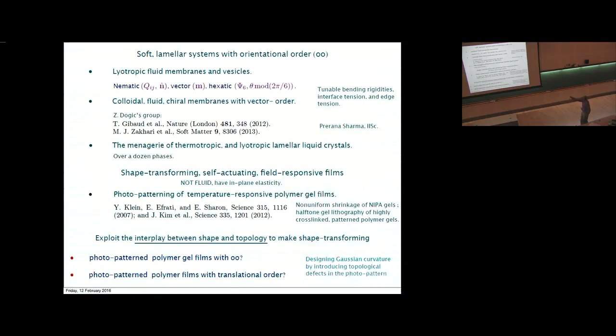So there are many systems, I have listed them. The point is that these systems can have tunable bending rigidities, interfacial tension, as well as edge tension. There are groups of people working on this. There are lots of thermotropic as well as lyotropic liquid crystals. There are just about a dozen phases which are like periodically stacked sheets which have vector order. And there is some possible technological application, basically designing Gaussian curvature of a sheet-like or lamellar system.